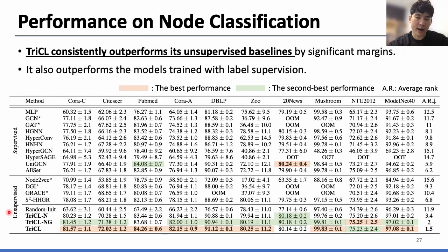This table summarizes the node classification performance of all methods. Overall, TriCL achieves the strongest performance across all datasets. TriCL consistently outperforms its unsupervised baselines by significant margins, and surprisingly, it also outperforms the models trained with label supervision. Here, TriCL-N and TriCL-NG are variants of TriCL, which use only node contrast and node and group contrast respectively.